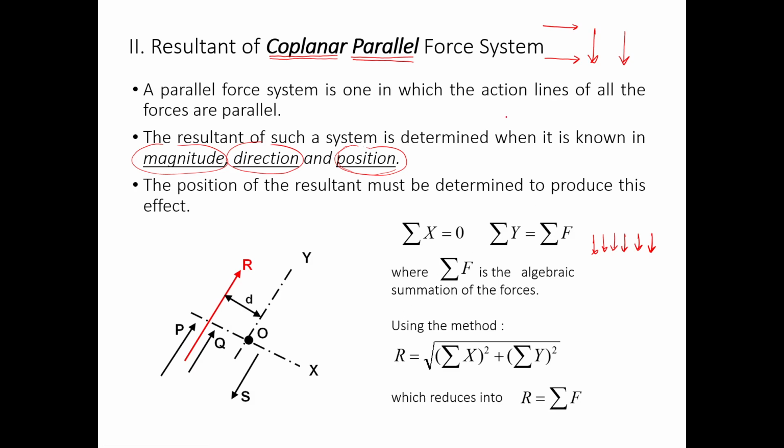Okay, so the position of the resultant must be determined to produce the effect. How do we determine the resultant? We get the summation of forces. I think it is the same concept as before, but we will be utilizing it in a parallel system. So these are purely vertical forces, or it could be horizontal forces depending on the structure. As you can see here in the formula, the resultant formula is the same as what we have discussed before.